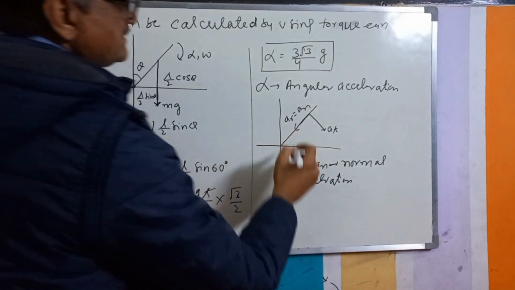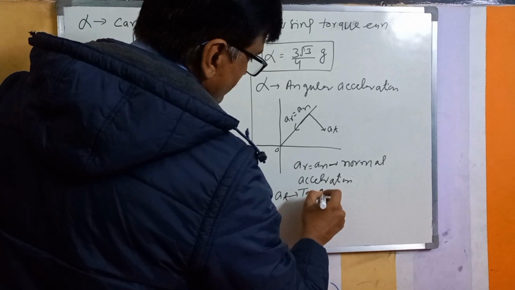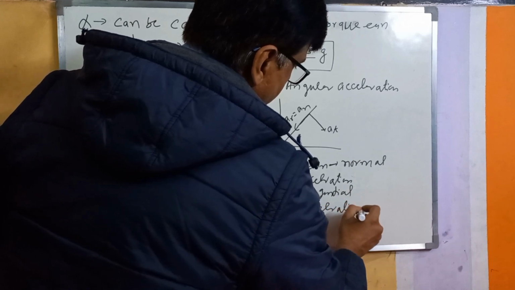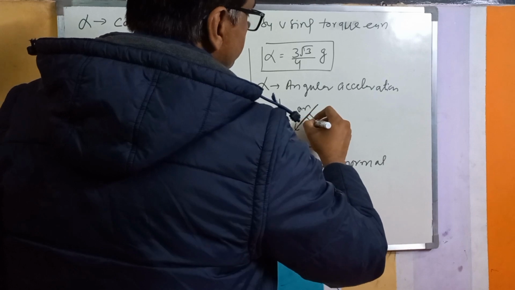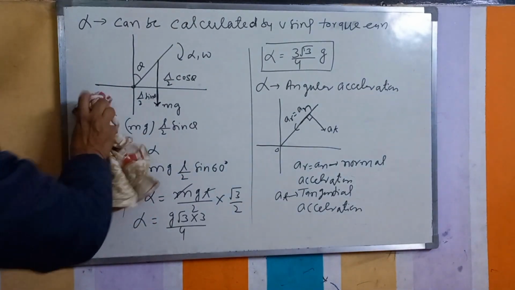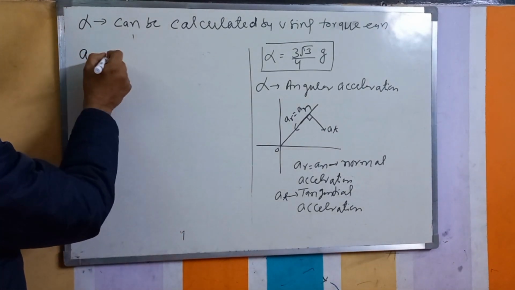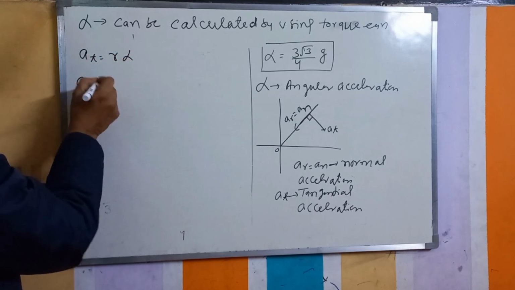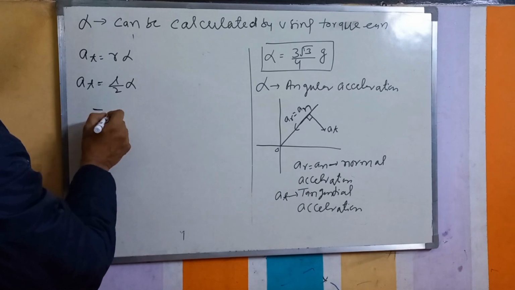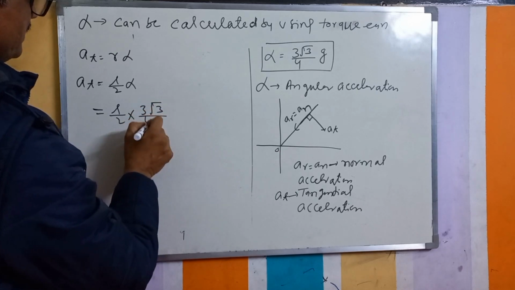This is our normal acceleration, which is acting towards the center, and the tangential acceleration is perpendicular to the rod, or you can say it is perpendicular to the normal reaction. So A_T, the tangential acceleration, is equal to R alpha. Here R is equal to L by 2, and alpha is equal to 3 root 3 by 4 into G / L.